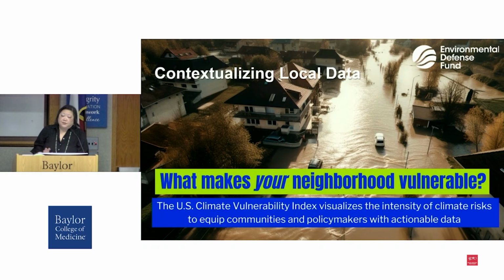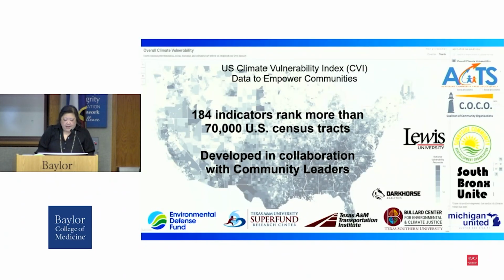But the U.S. Climate Vulnerability Index, which we helped to create in partnership with Texas A&M University and a lot of our community-based organization partners, is a tool to understand cumulative vulnerability from climate, from environment, from health, from infrastructure, and from social determinants. And so we're able to not only look at historical data, but also climate projections and how they're going to impact communities. So this allows us to map and show disparities across the United States.